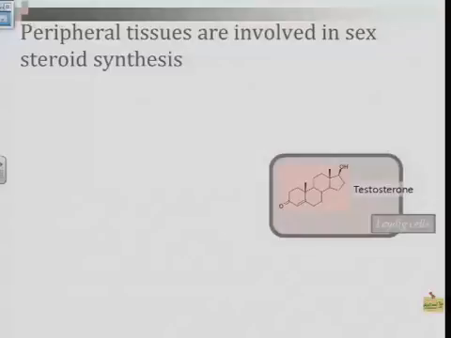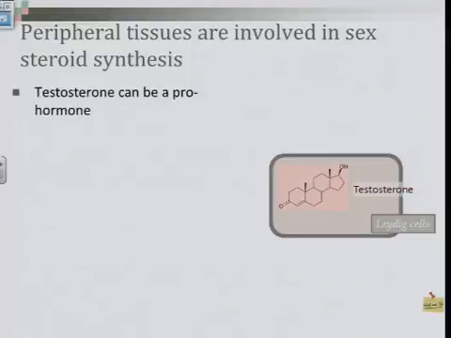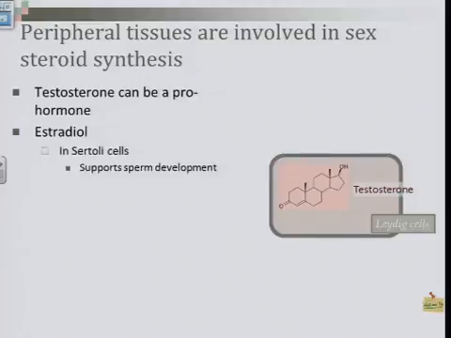So peripheral tissues are also involved in sex steroid synthesis. So we have testosterone being made in the Leydig cells, and some of it circulates. And we've already seen how testosterone is a prohormone for estrogen. So estradiol in men is made in Sertoli cells, where it supports sperm development. But that's a localized source. There's not enough of that estrogen to really find much in the circulation.